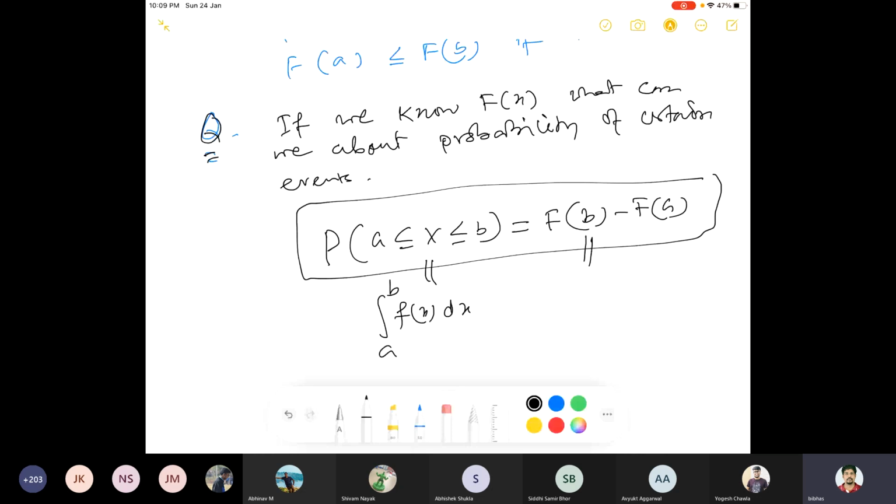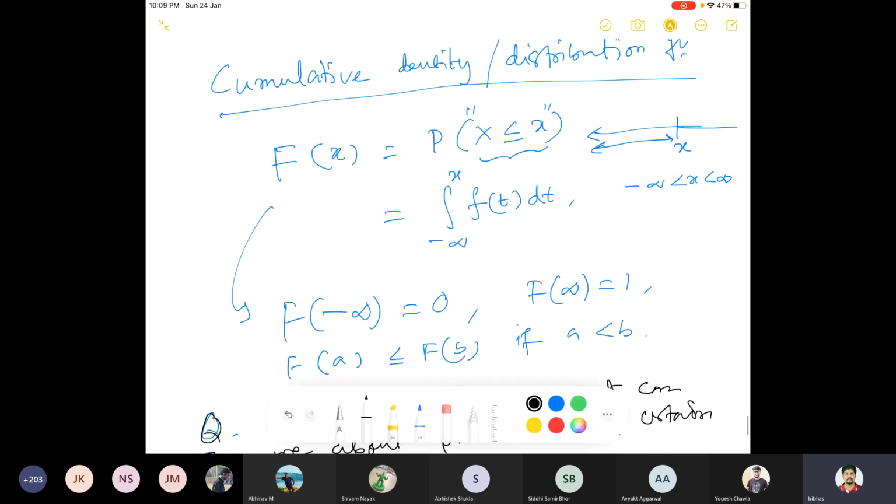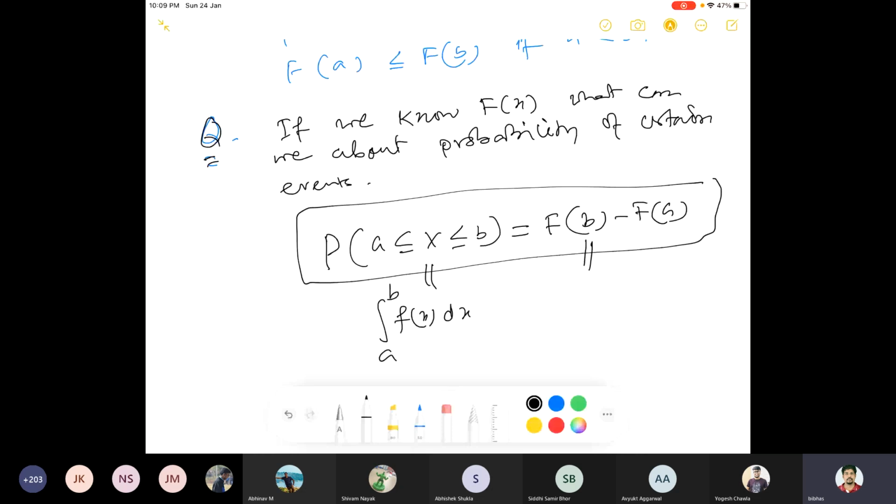F(x) is equal to, how do I define it? The integral from minus infinity to x. So F(b) is the integral from minus infinity to b of f(x) dx, minus the integral from minus infinity to a of f(x) dx. Now my question is, why are these equal?